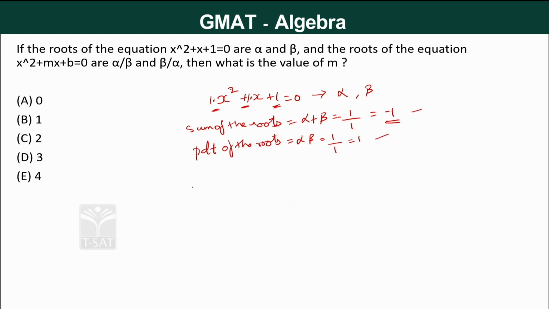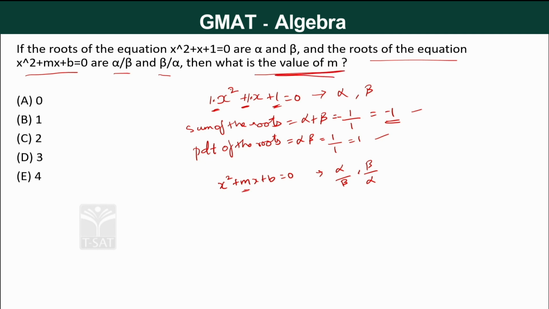Now, what they are asking us is the roots of this equation x square plus mx plus b is alpha by beta and beta by alpha. So, we have x square plus mx plus b is equals to 0 and we are given the roots as alpha by beta and beta by alpha. So, what are they asking us? They are asking us the value of m. So, let us look at that.